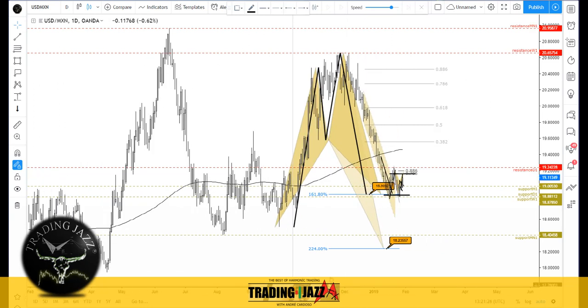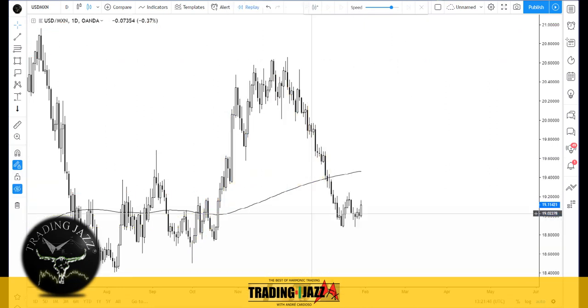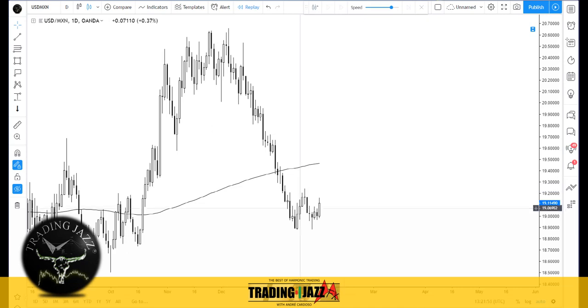So this is a daily time frame, dollar versus Mexican peso. This is the bullish shark pattern at 1618 extension. The market has already, as you can see here, at the entry level, produced some interesting price momentum. This is the daily time frame, so each candle is a daily candle, so it has produced some interesting behavior, but then later it has reinforced these lows.